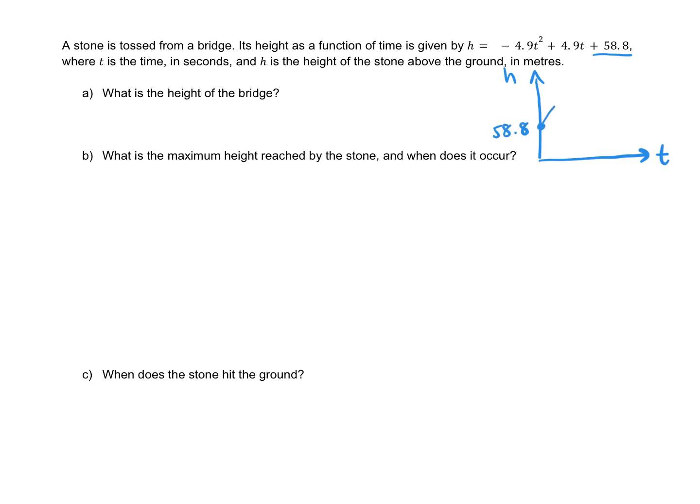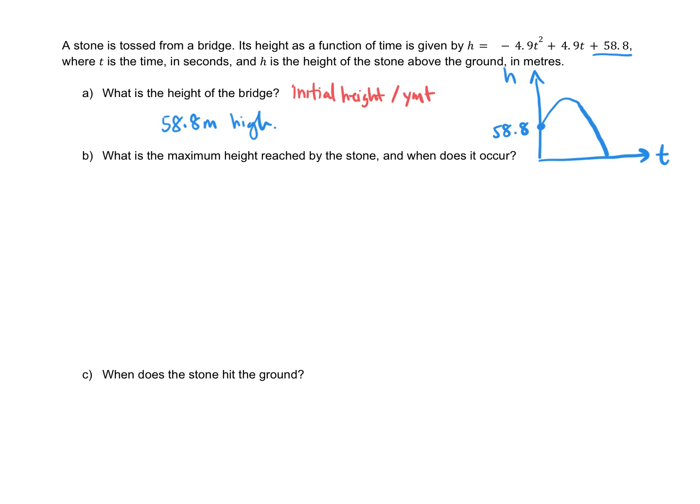58.8, and it's opening down, so I have a feeling my parabola looks something like this. Okay, now let's actually read the question. What is the height of the bridge? Well, the stone was thrown off the bridge, so the initial height, or the y-intercept, should be the height of the bridge, which is 58.8 meters high. That y-intercept.